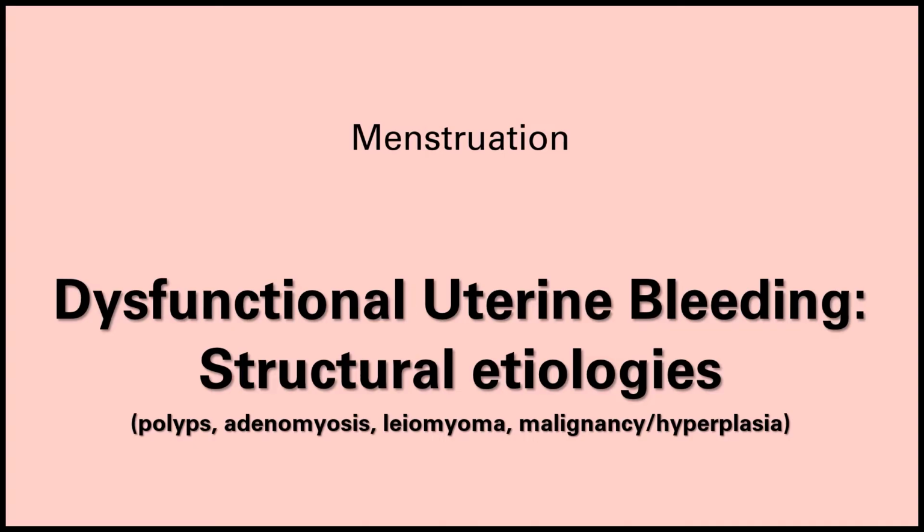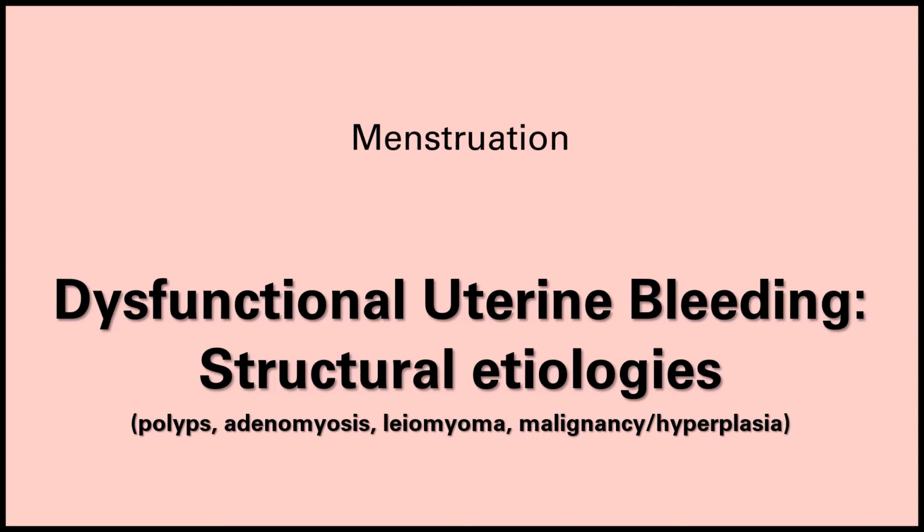COIN, spelled COEIN, represents the non-structural causes of uterine bleeding, and that stands for coagulopathy, ovulatory dysfunction, endometrial causes, iatrogenic or illness-related, and N is not yet classified. So we'll go through this section sequentially using the PALM-COIN acronym.